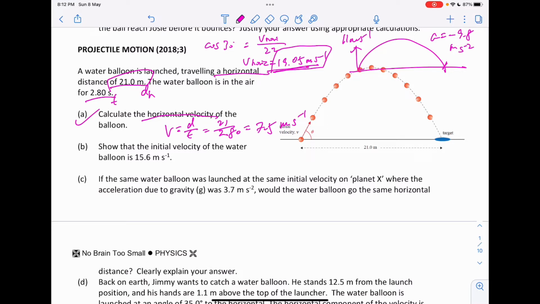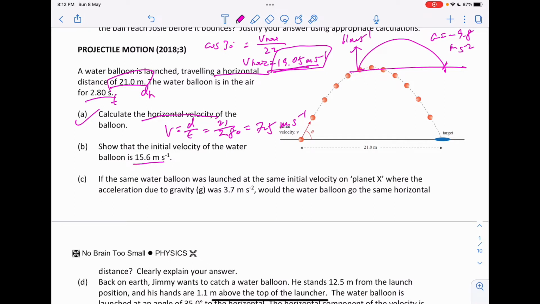Okay, show that the initial velocity of the water balloon is 15.6 meters per second. What should I do? Is there an angle? Ah, I see. So that's a hard one. Okay, show that the initial velocity of the water balloon is 15.6 meters per second.